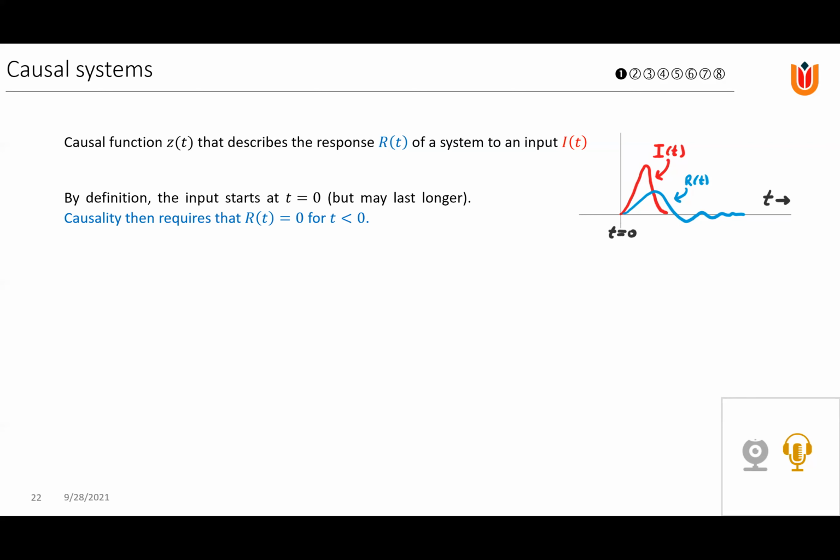We can define our time base, so the input starts at t is 0, but it may last longer. It can be a prolonged excitation. At least the fundamental requirement of causality is then that the response does not start before that. So if the input starts at t is 0, then the response is at minimum also zero: R of t is 0 if t is less than 0. So that is what's in the graph. Is that an answer to your question?